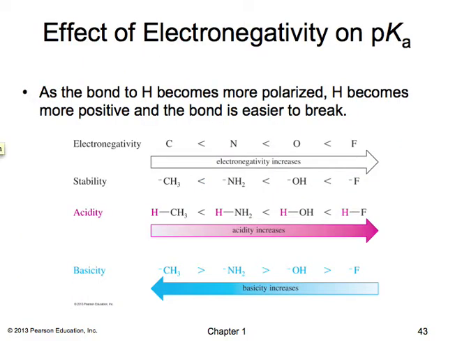If we look at the effect of electronegativity on the pKa's, because we're looking at the acidity and basicity of things. As you're going from left to right, you're increasing the electronegativity from carbon to fluorine. That increases the stability, right, from CH3- all the way to F-. And then also as you go from left to right, your acidity increases, right, from carbon to fluorine. Basicity, on the other hand, goes in the reverse order of acidity, in which now from F- to CH3-, you're increasing basicity.